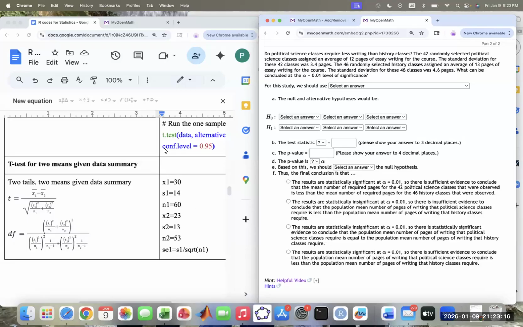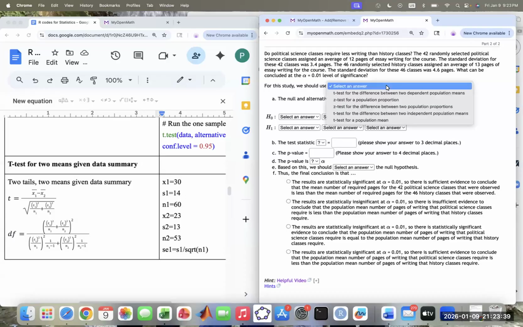So let's read this one. We have this here: do political science classes require less writing than the history classes? Because it's less than, and also over here you see that it gives the mean, the standard deviation, and the sample size, but it doesn't have the population standard deviation. So in this case, we have to use a t-test, with the two different means right here.